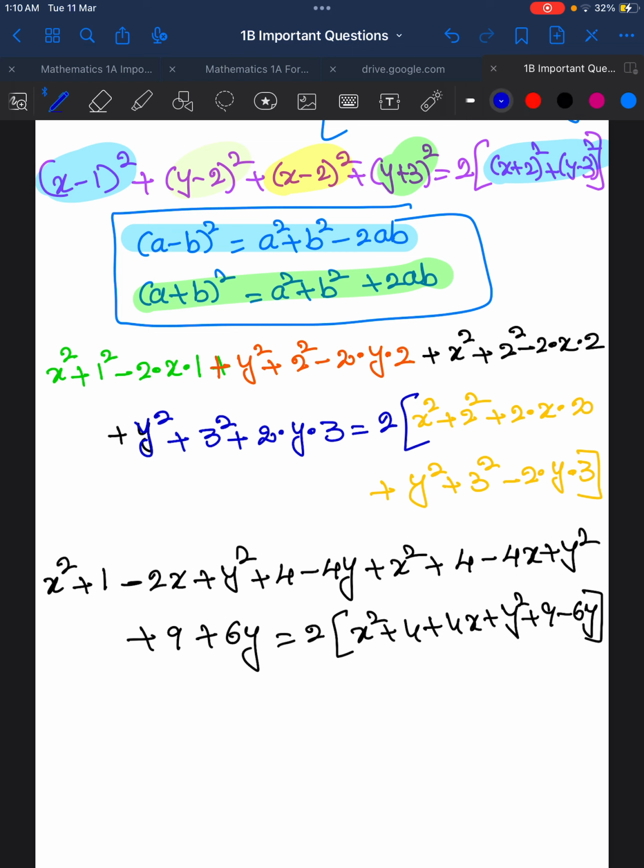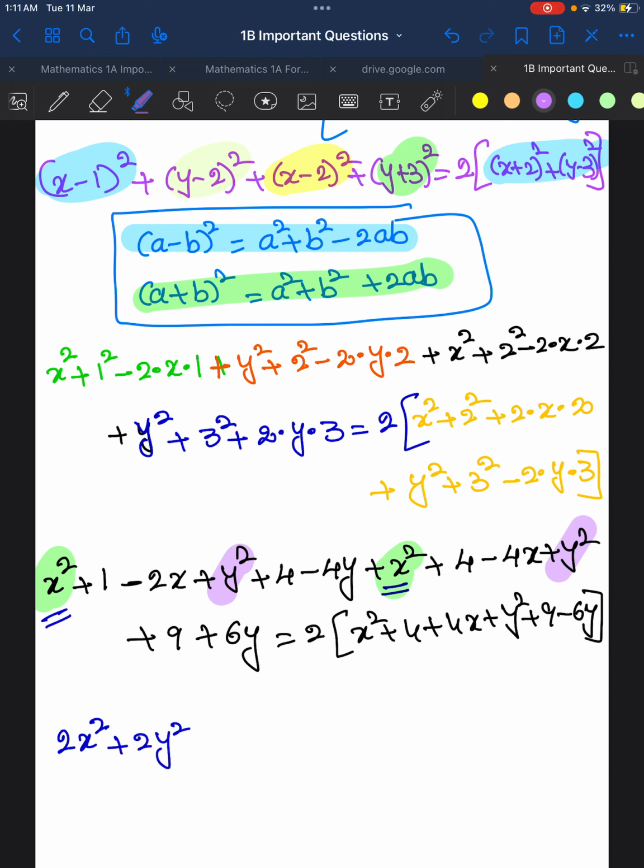All of you carefully. x square and this is again x square. Try to remember all the steps clearly. This is x square and this is x square. So it will become 2x square. Okay. Next, y square terms we'll see. This is 1 y square, this is 1 y square. So we can write 2y square here.